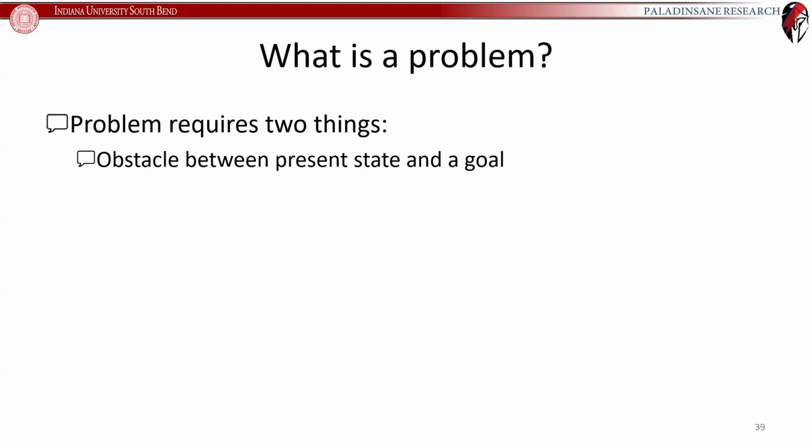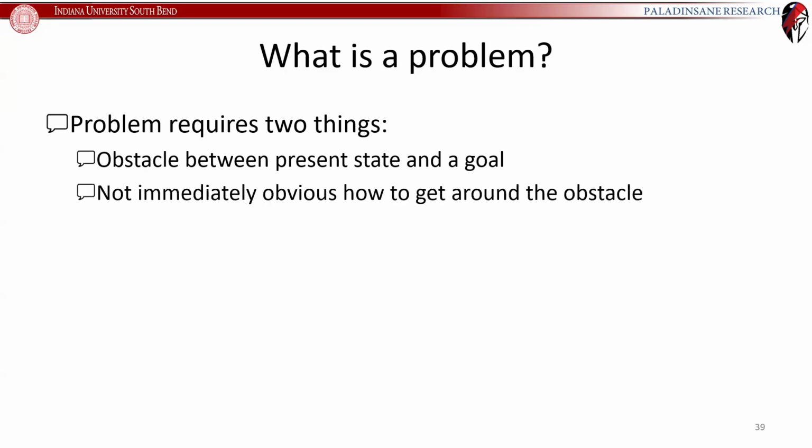So you're somewhere, but you want to be somewhere else, right? You are in a current state and you want to be in a different state. So there's an obstacle between the two, and it is not immediately obvious how to get around the obstacle. So these are the two aspects that we need for a problem to exist. You have an obstacle between where you are and where you want to be, and it's not immediately obvious how you're going to get around that particular obstacle.